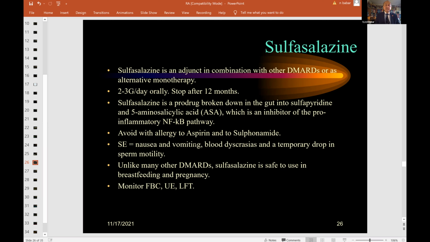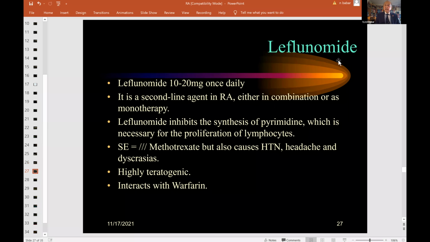It cannot be used when someone has allergy to aspirin and to sulfonamide. Side effects are nausea, vomiting, and blood dyscrasia, and unlike many other DMARDs, it is safe to use in breastfeeding and in pregnancy because it's not teratogenic. And once someone is on sulfasalazine, one would monitor full blood count, urea, and LFT. And this is the monitoring used for methotrexate as well. Leflunomide.